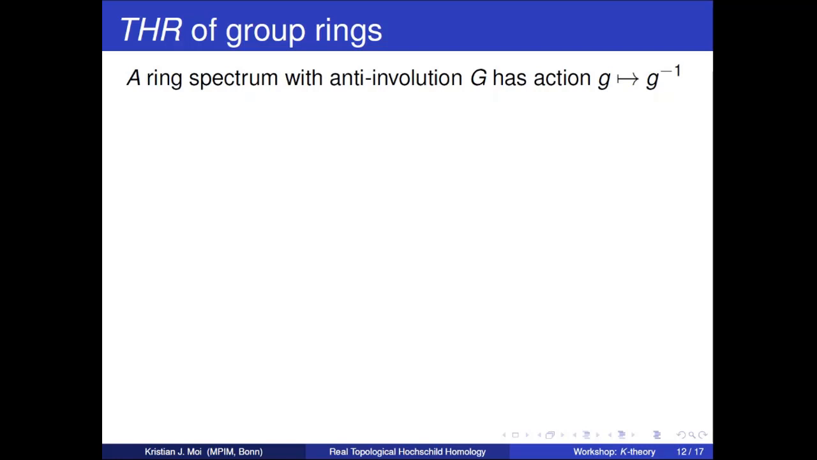Okay, so now for some results. The first thing one might want to apply this to, which is somehow one of the most interesting cases for all of this stuff, is group rings. So you take A here, you can really work with any ring spectrum with involution, but if you don't like to think about that, just keep A being a ring, just a discrete ring. And we take, again, G with the involution which sends g to its inverse.